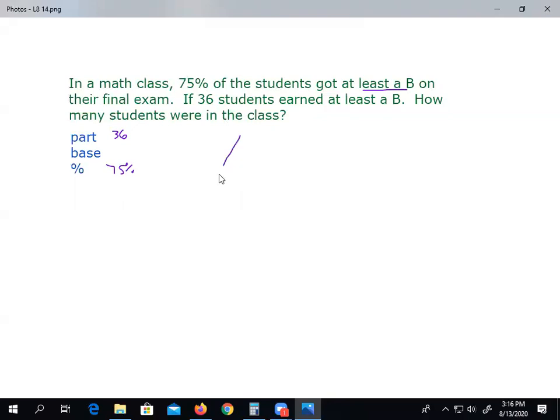So if I'm using my formula, my little triangle, you may have to make it fairly big. I didn't make mine big enough last time. You know, the part has to go here, the base has to go here, the percent has to go here.